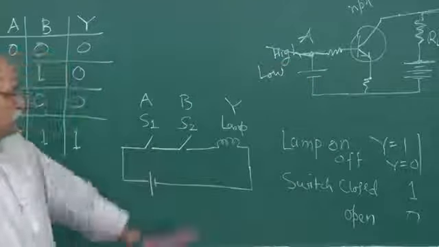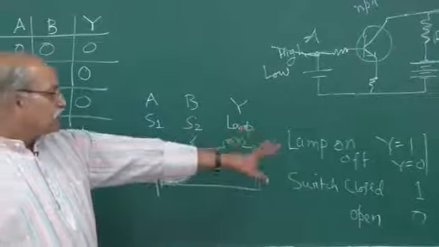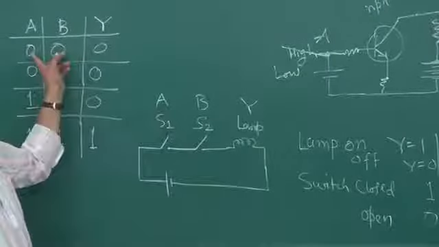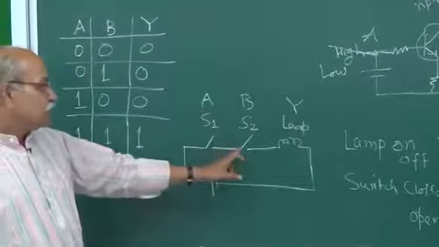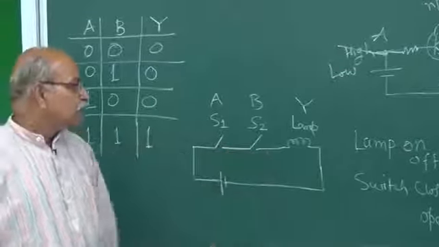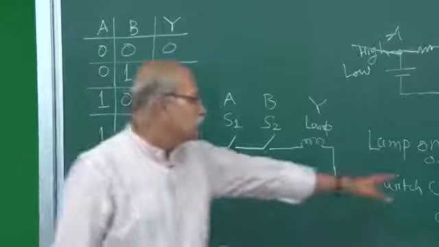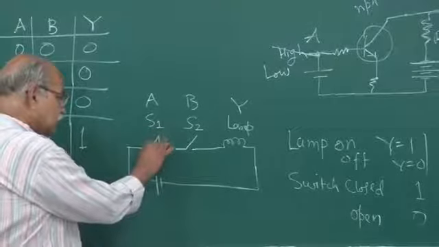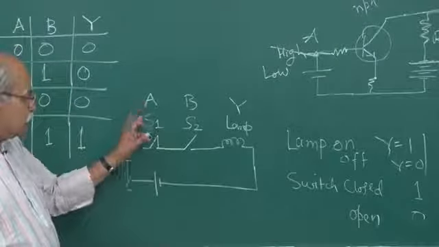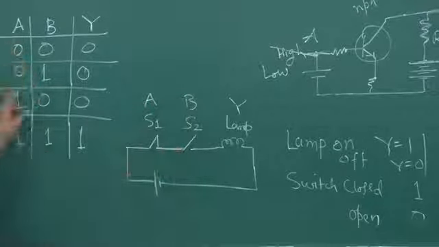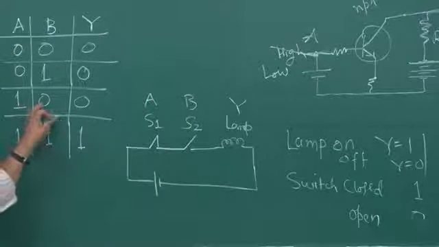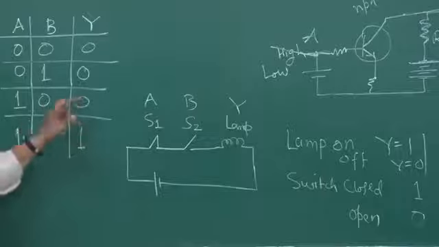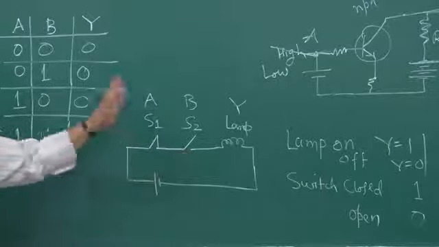With this meaning of 1 and 0, if A is 0 and B is 0, both switches are open, the lamp is not glowing, and Y is equal to 0. If one switch is closed and the other is open, so A is 1 and B is 0, there is no current in the circuit, the lamp is off, and therefore Y is equal to 0. If this is open and that is closed, then also the same story.